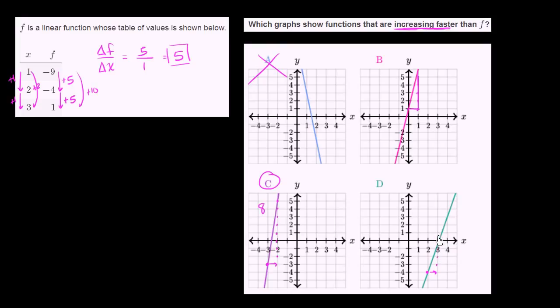So it would have to be up here. So it would have to go 1, 2, 3, 4, 5. It would have had to have been up here. The line would have had to look something more like that just to match f, much less grow faster than f. So D does not meet the criteria. It is only C.